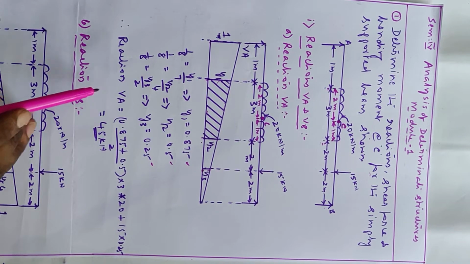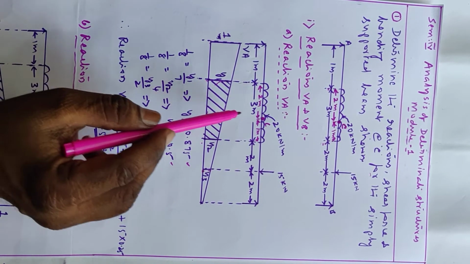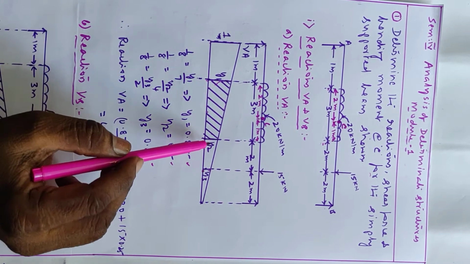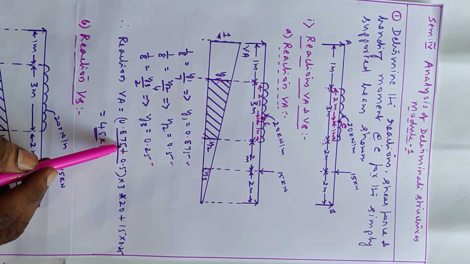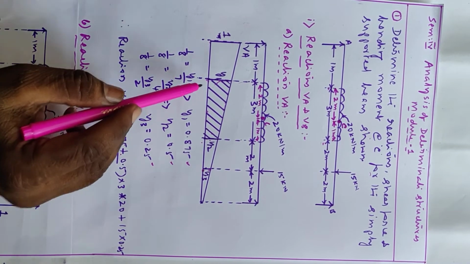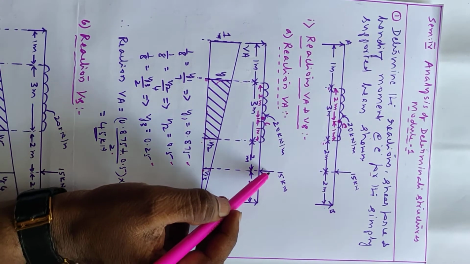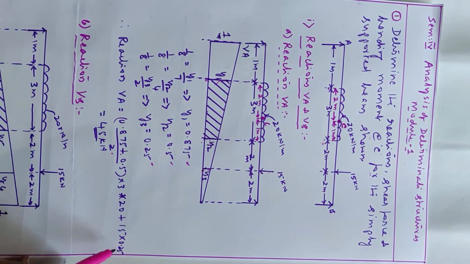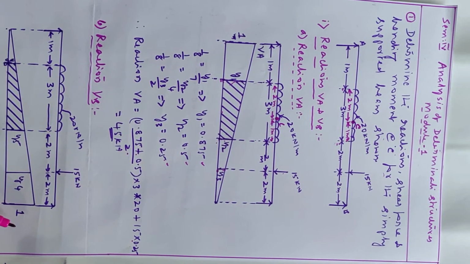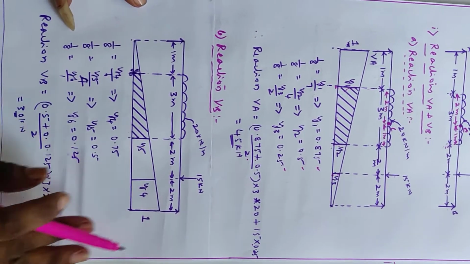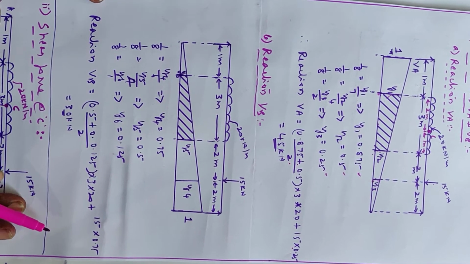Therefore reaction VA equals area, average area of this, into intensity. Average y1 plus y2 by 2, average height I got, into length. Therefore (0.875 plus 0.5) by 2 into length 3 meter into intensity 20 kilonewton, plus 15 into y3. Point load is there, 15 into 0.25. I got it is 45 kilonewton. Now we will calculate reaction VB.